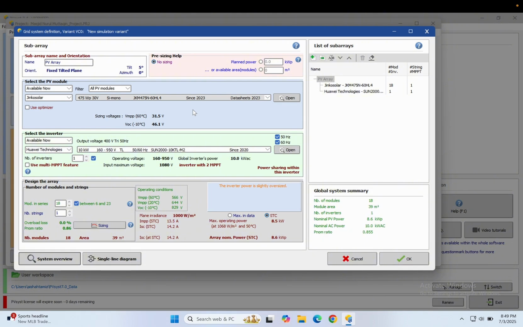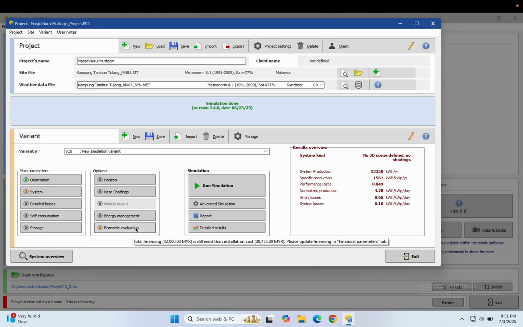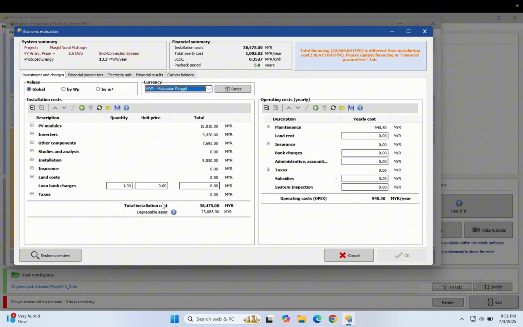Based on the manual calculations that I have done in FYP1, I used Jinko Solar 475 watt modules, and for the inverter I used Huawei 10 kilowatts. I used 18 PV modules of Jinko Solar, giving a total system size of 8.55 kilowatt peak, which is equal to 8.6 kilowatt peak. I then choose the optional economic evaluation.